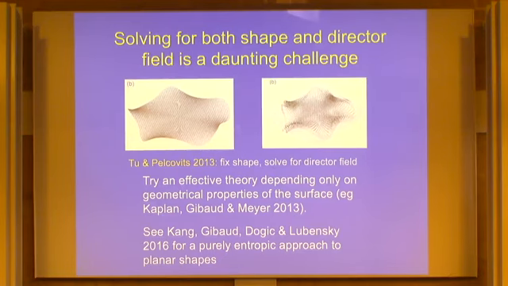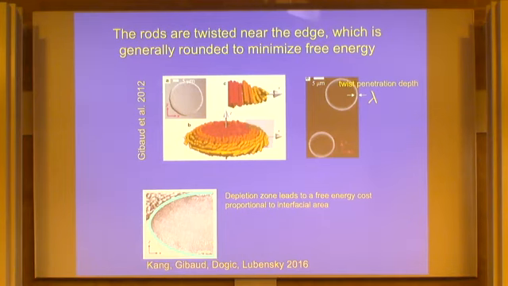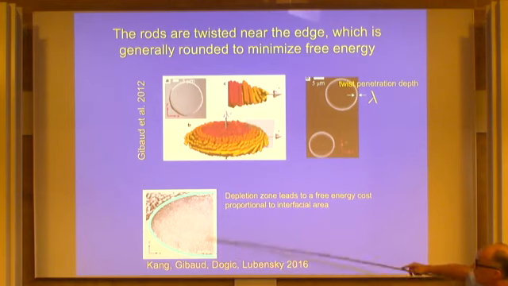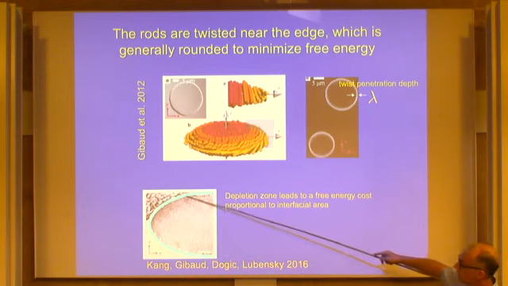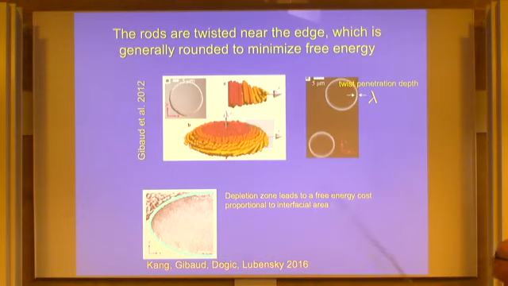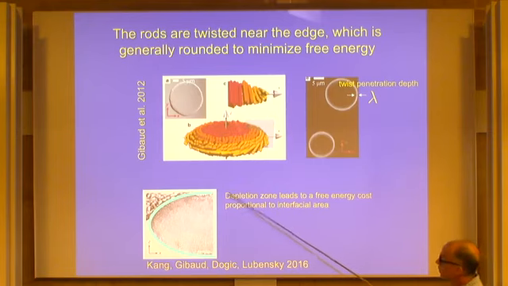So let's think about the edge. Why are the rods twisted? That's maybe the first question to think about. And the simple picture is to think of the membrane now as a three-dimensional object. So here's a transmission electron micrograph viewed from the side showing the rounded edge of the membrane. And this blue line is supposed to be the depletion zone, where those polymers are excluded from that zone.